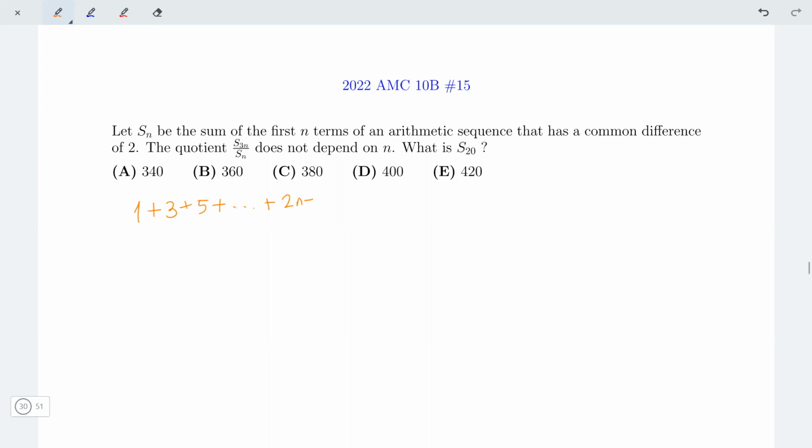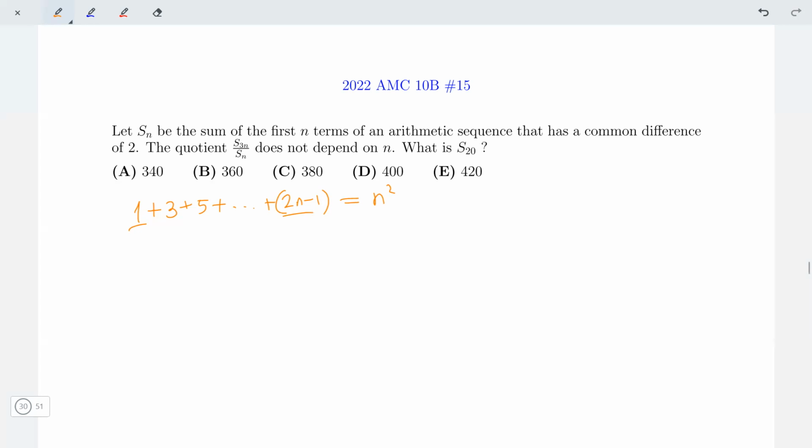And if that were the sequence, then the sum would be n squared, right? Because the average of the terms is n, and there are n terms, so n times n is n squared.